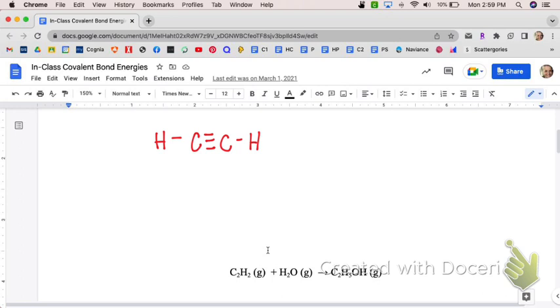Help me draw this one time. Two carbon. Oh, I see. It's here.